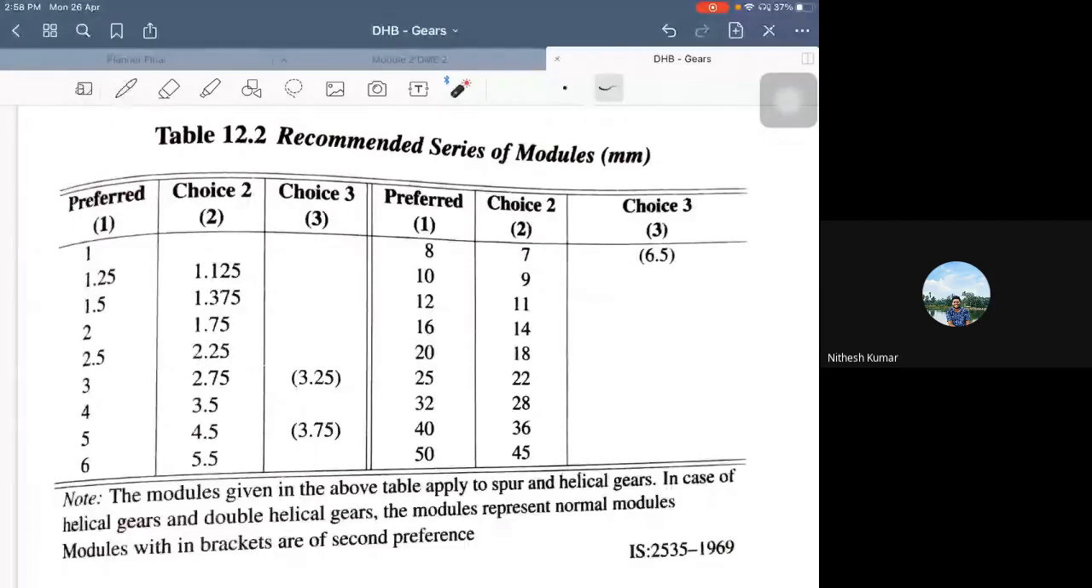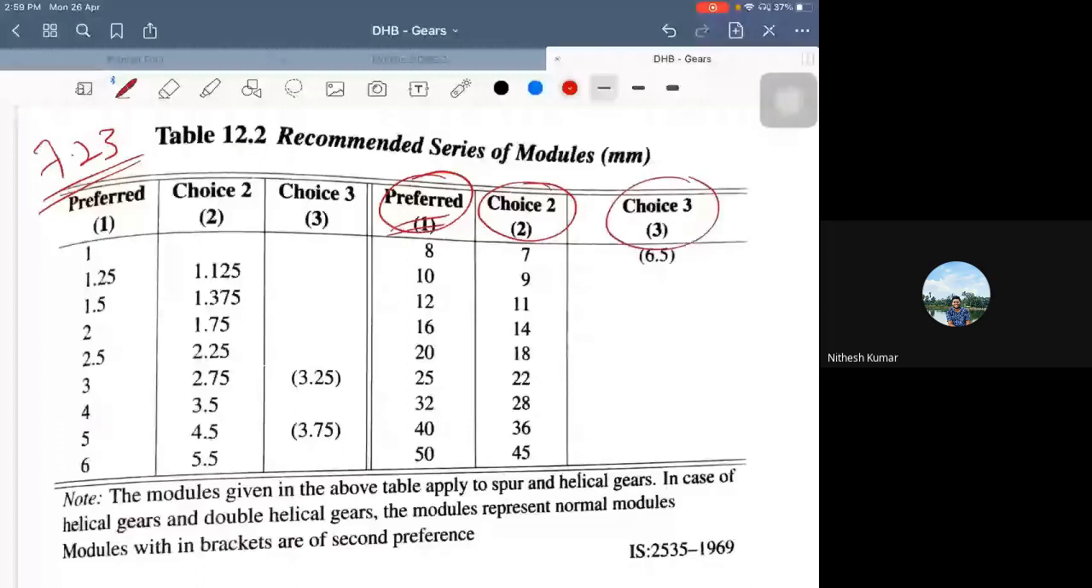Now, what is your value obtained? 7.23. We have to go for the standardization. And just check, how many columns are there here? 3 different columns. One is preferred, the second one is choice number 2 and choice number 3. Why are these different? The first one is preferred in the sense that if this is available, you have to take this.